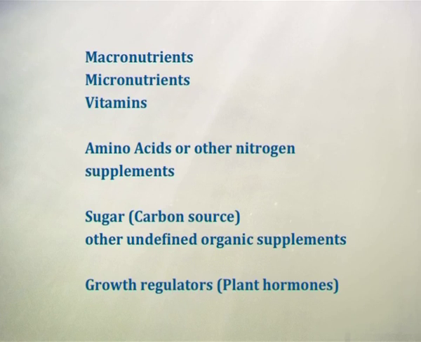The next part of the experimentation is media preparation. The culture media supply all the essential mineral ions required for in vitro growth and morphogenesis of plant tissues and are composed of a mixture of macronutrients, micronutrients, vitamins, amino acids or other nitrogen supplements, sugar or carbon source, other undefined organic supplements and growth regulators or plant hormones.